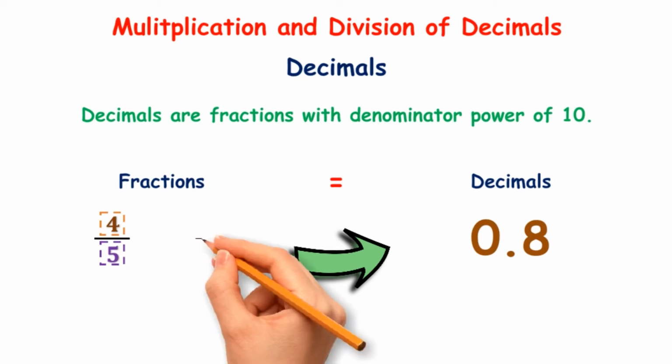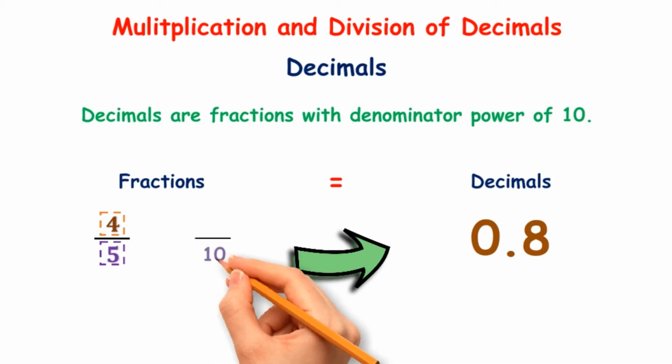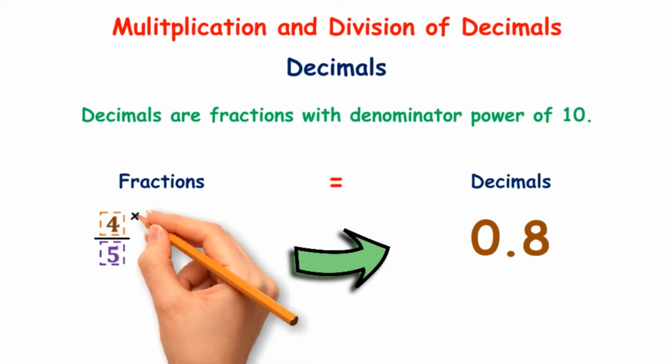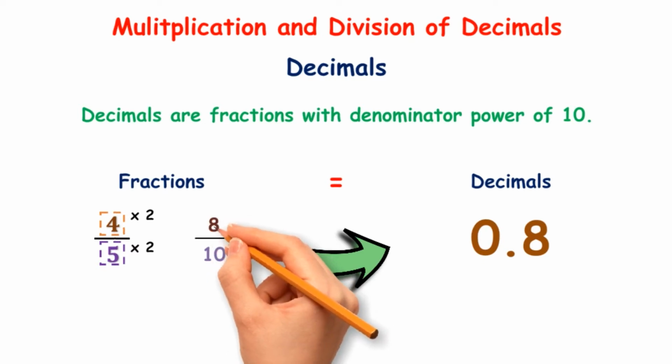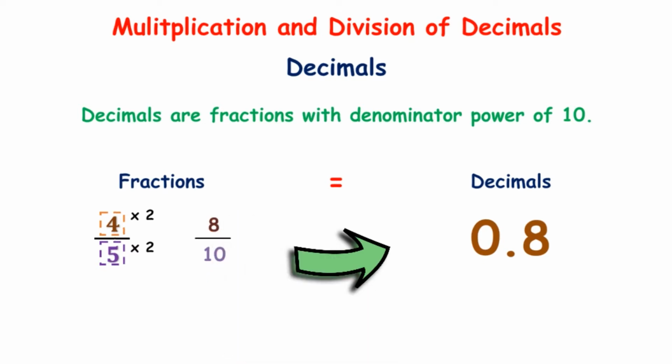So, to convert 5 into 10, I will multiply the numerator and the denominator by 2. 4 times 2 equals 8. 5 times 2 equals 10. 8/10 can be represented as 0.8. This is a decimal number and the point is called a decimal point.